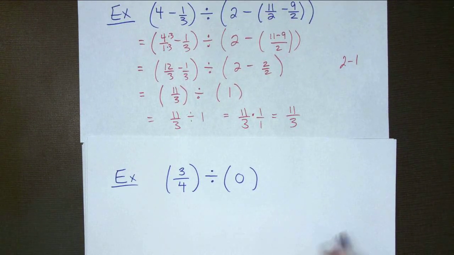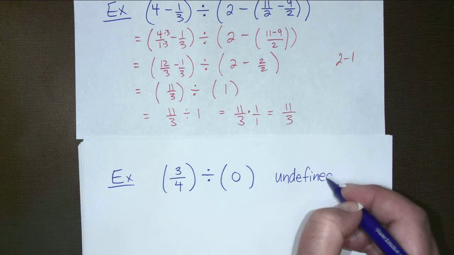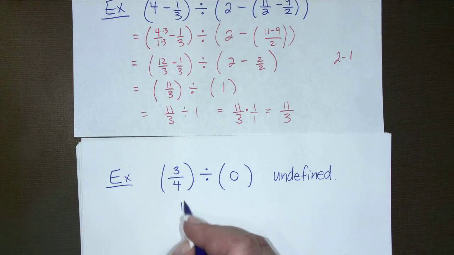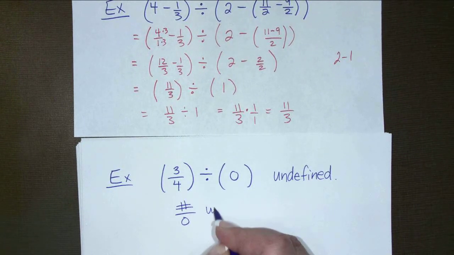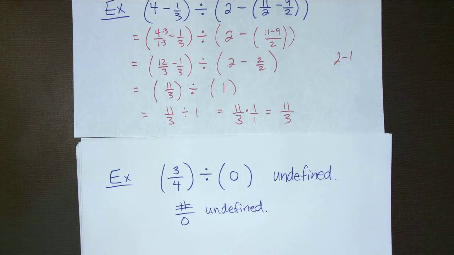Undefined. You can't divide by 0. We talked about that last time. So that's undefined. A number divided by 0 is undefined. That means it has no answer. It is not equal to infinity. That's not right. That's actually very wrong.